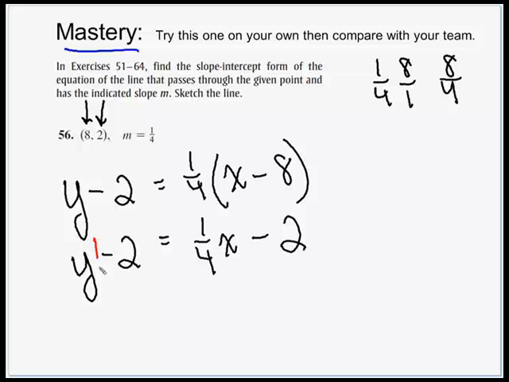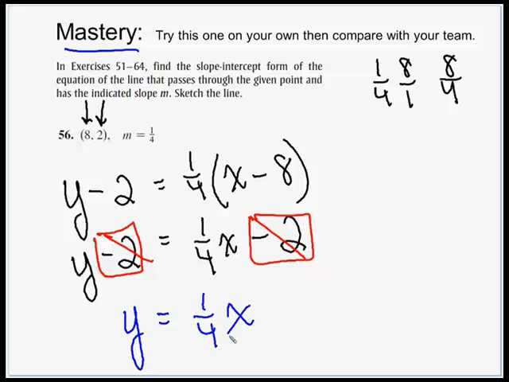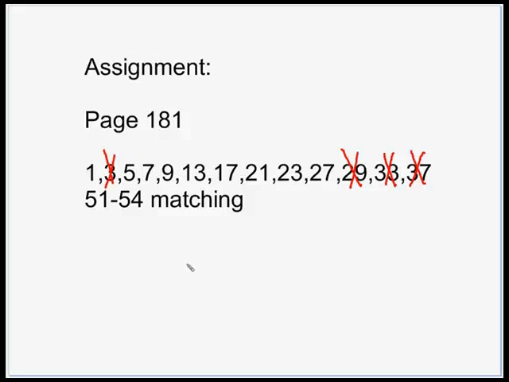To finish the problem off, add 2 to this side. That means we're going to add 2 here, and those will cancel. So it looks like this problem answer is y equals 1/4 x. And that's it for section 2.1, day 1.